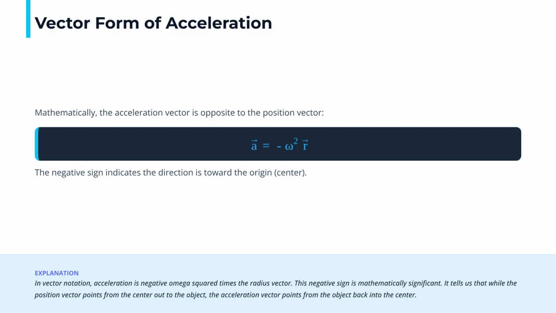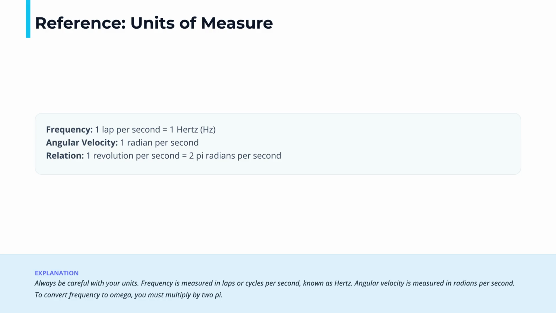In vector notation, acceleration is negative omega squared times the radius vector. The negative sign is mathematically significant. It means the acceleration vector points back toward the center of rotation. Always be careful with your units. Frequency is measured in hertz, while angular velocity is in radians per second. To convert frequency to omega, you must multiply by 2 pi.